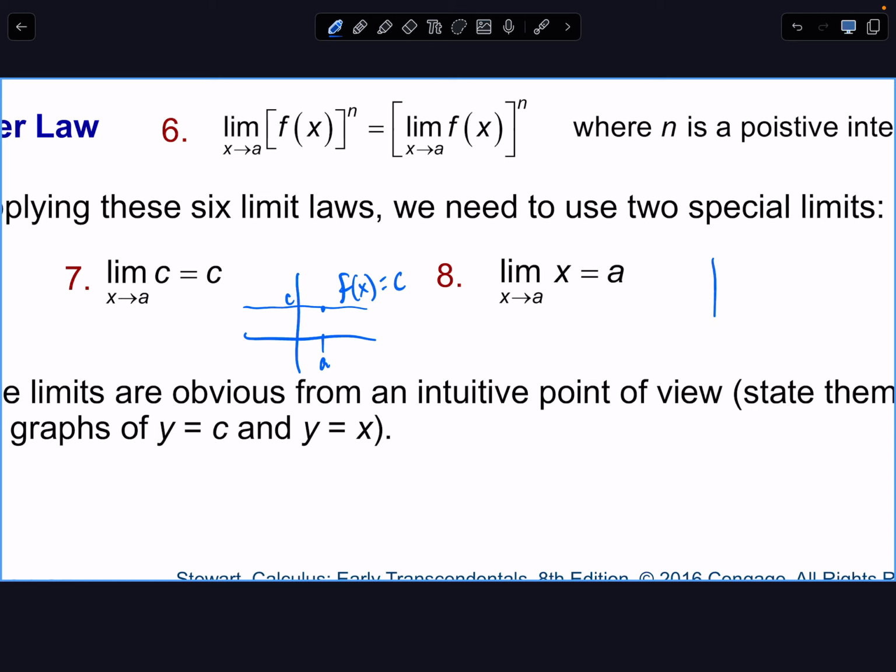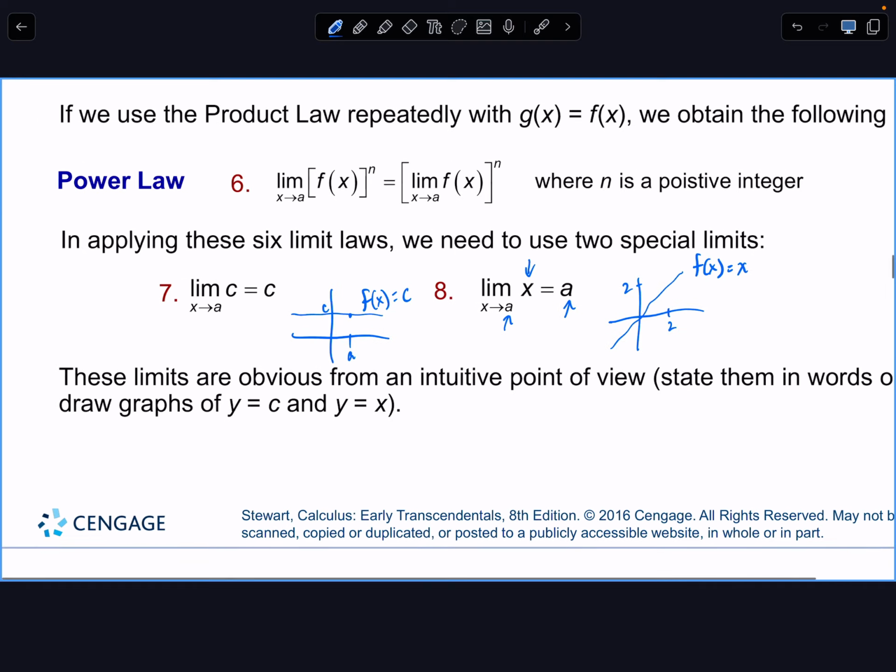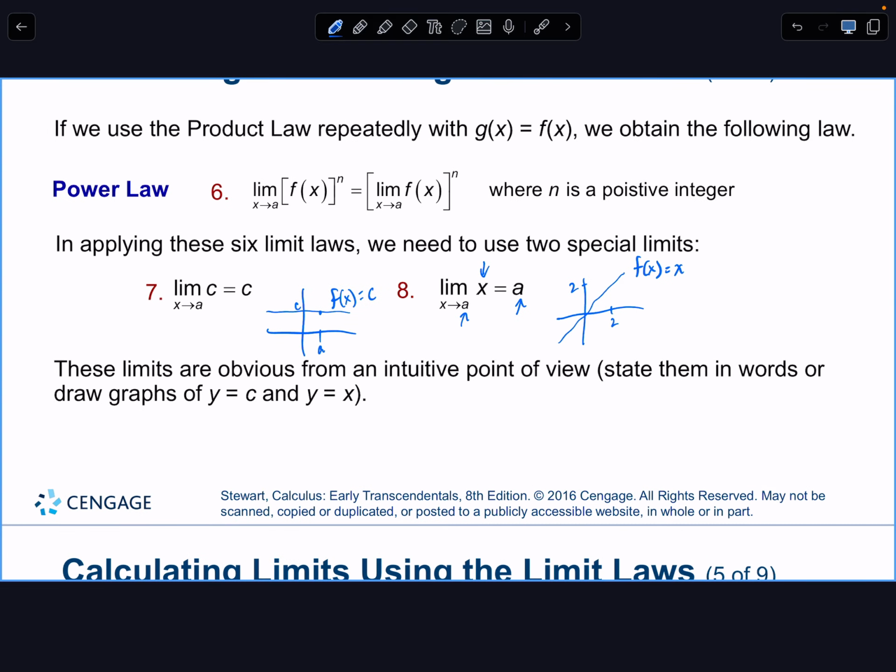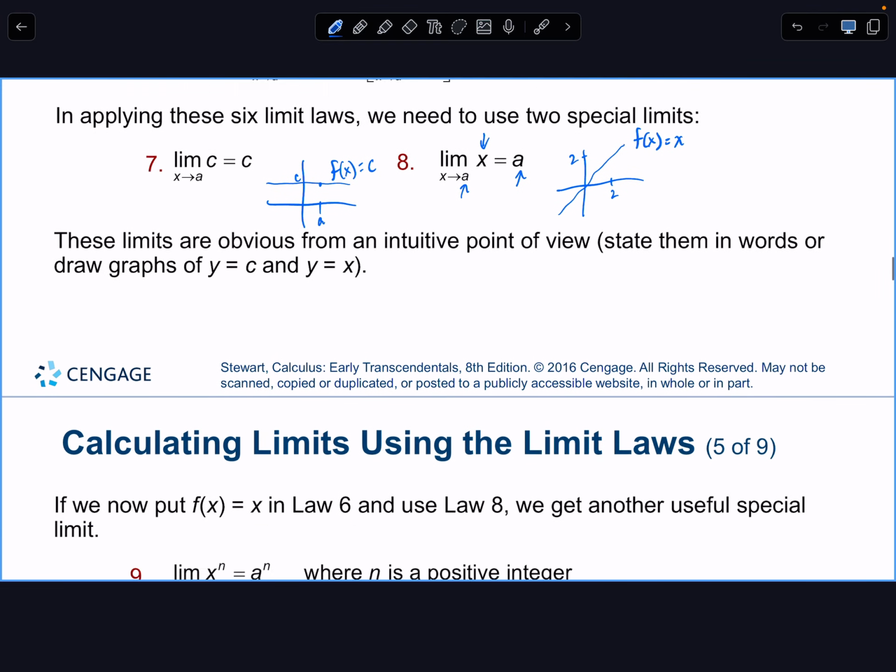And then here's the function. The function itself is right here. And this is the function f of x equals x, where the x and y coordinates are the same. And so when x approaches, like 2, the y value is also 2, right? So the limit, whatever number x is approaching, that's the number y is approaching. That's what it's saying. So this is a common occurrence. And so I just want you to understand what they're saying.